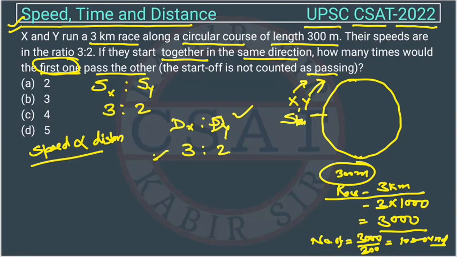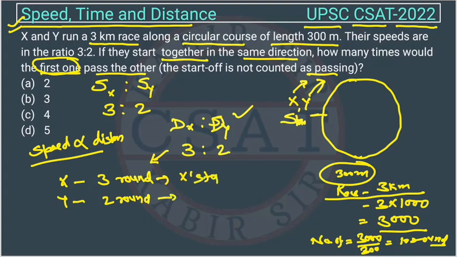So what does it mean? It means when X completes 3 rounds, in the same time Y will complete 2 rounds. 3 rounds completed means X is at the starting point, and 2 rounds completed by Y means Y is also at the starting point. So when X completes 3 rounds, X will be here, and Y will also be here after taking 2 rounds. So X completed 3 rounds and Y completed 2 rounds, and they are meeting at the starting point.